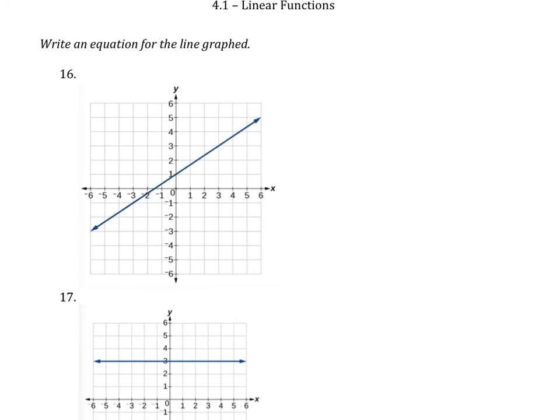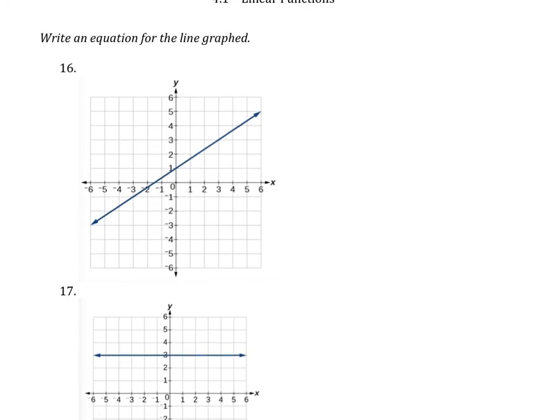So something else you should be able to do for this section is to write an equation for the line graph. Remember what you need to write an equation of a line. If you have it in slope-intercept form, you need the slope and you need the y-intercept. If you have those two pieces of information, you can write the equation of the line. So you want to look for that on your graph. So it's really easy to find the y-intercept. That's where it crosses the y-axis. It crosses the y-axis at 0, 1, so that means b is 1.